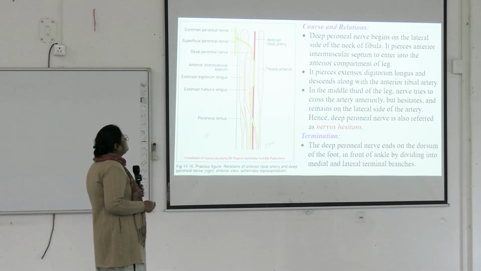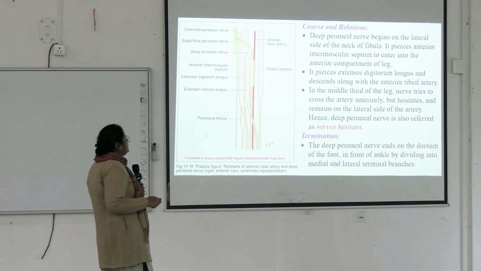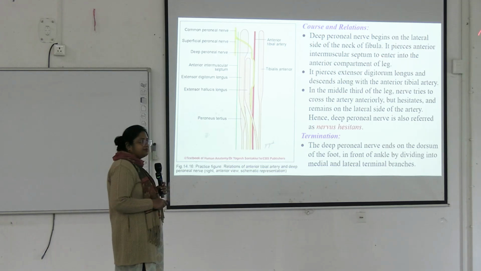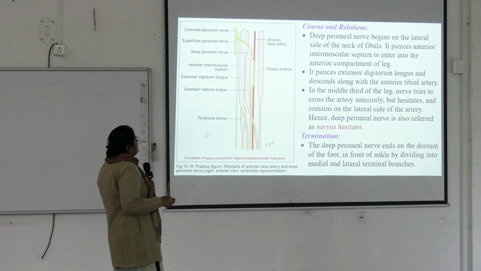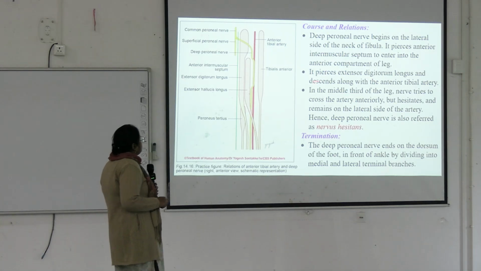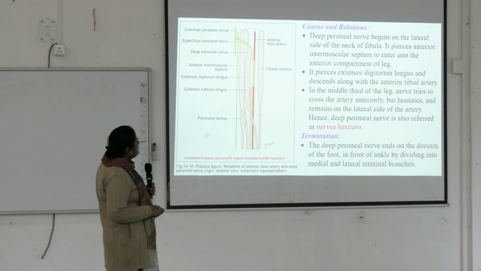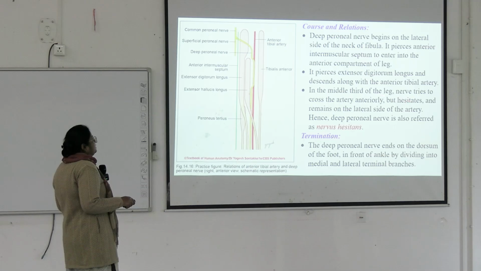Now we are going to the course and relations of deep peroneal. So deep peroneal nerve begins on the lateral side of neck of fibula, and it pierces the anterior intermuscular septum to enter into the anterior compartment of the leg. It pierces the extensor digitorum longus and descends along with the anterior tibial artery. See here, descends along with anterior tibial artery, and here it is piercing through the extensor digitorum longus.